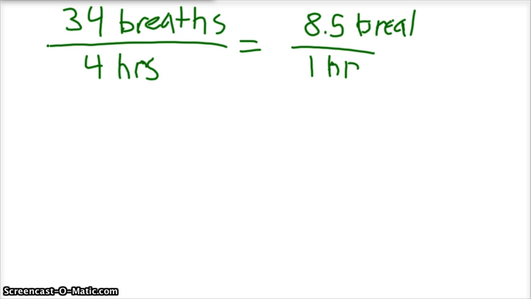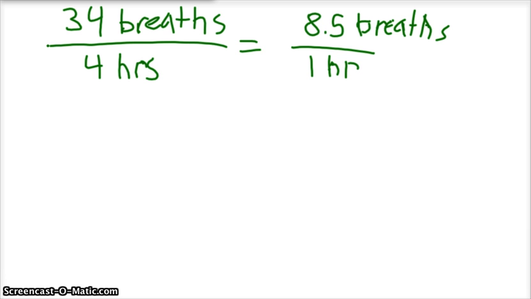That's 8.5 breaths per hour. Now, it's obviously not going to take half of a breath. It's just breaking it down. So now that we have per hour, we're going to do some multiplication. We're going to multiply our number by 7. But we have to be careful. Here's how we have to set it up.